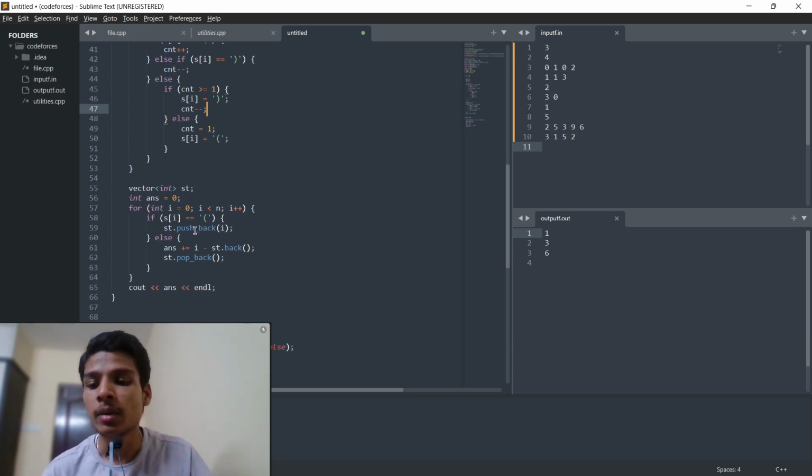And this is the final part, in which I am finding the overall answer. Just put the opening parenthesis with its index on the stack, and if it is a closing parenthesis, check the top of the stack, increment my answer and pop out the top one. So that's how you can solve problem C.